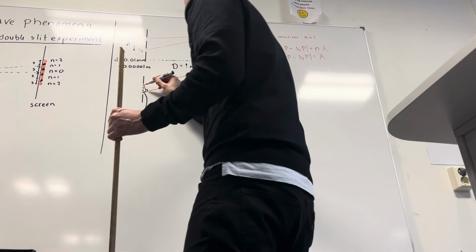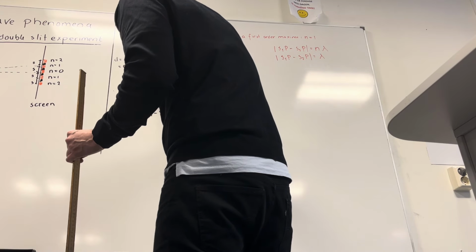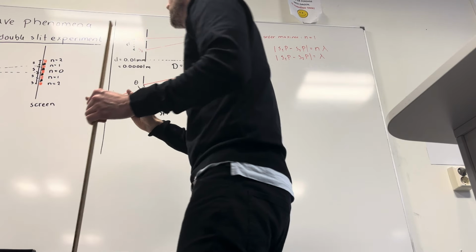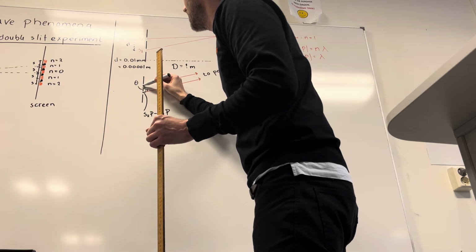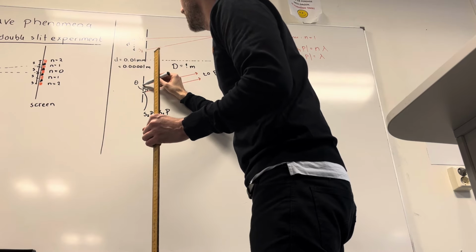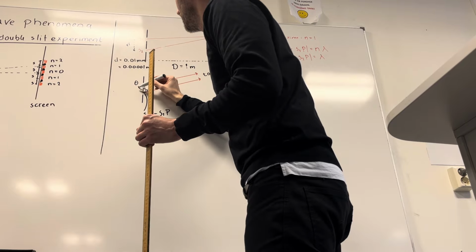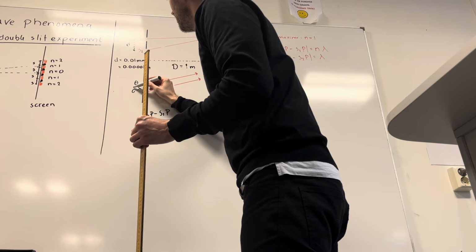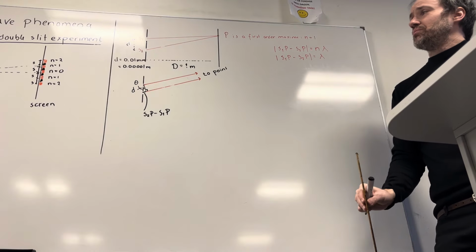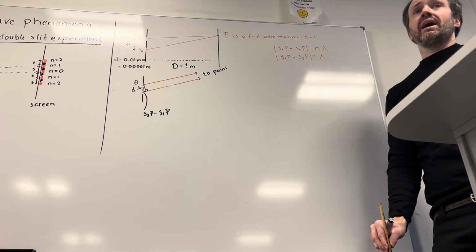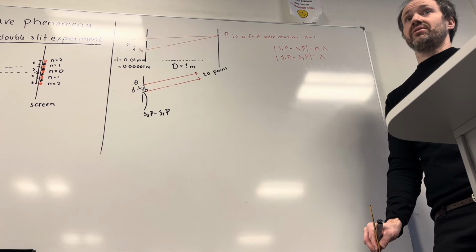And this angle here, we call that angle theta. Guess what we're calling it? Yeah, so creative. And this distance here, which is the hypotenuse, that's D. Okay. So we have theta and we have D. So D is here. And then S2P minus S1P, it's a path difference. Path difference, yeah.